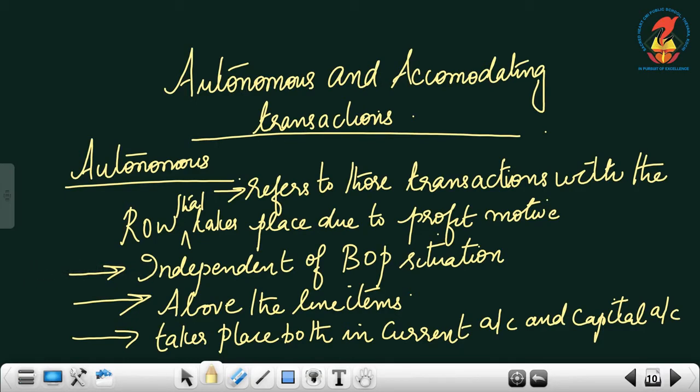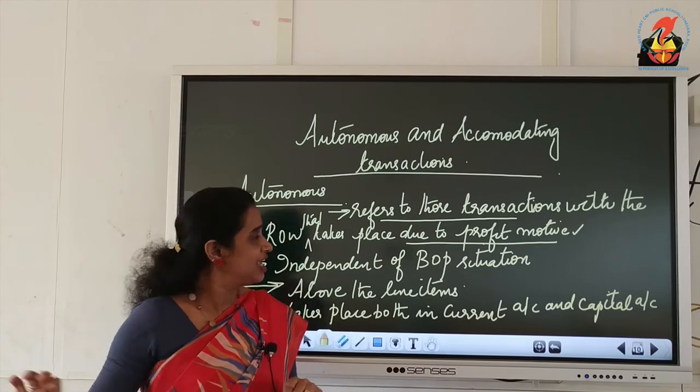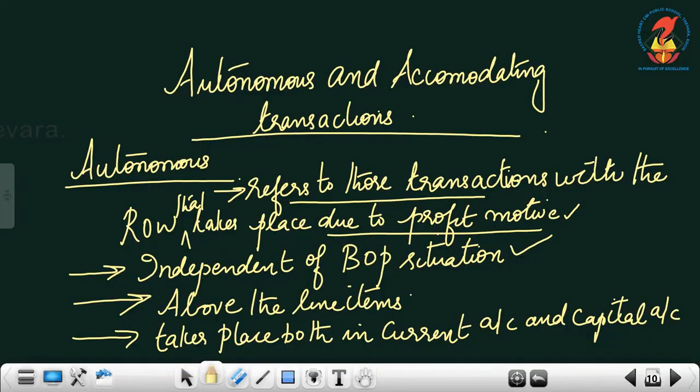What are autonomous transactions? Autonomous transactions are those transactions which take place due to the profit motive. Profit motive means what? More inflow of foreign exchange. There are two types of transactions. When I explain accommodating transactions, this concept will be very clear to you. So, autonomous transactions are those transactions which always aim for the profit motive. Next, autonomous transactions are independent of the BOP situation.